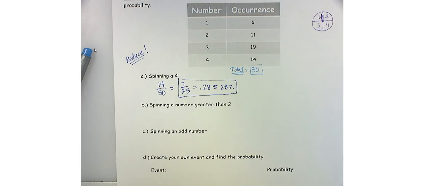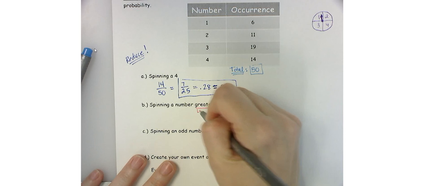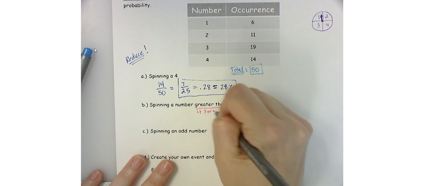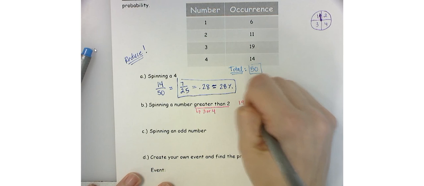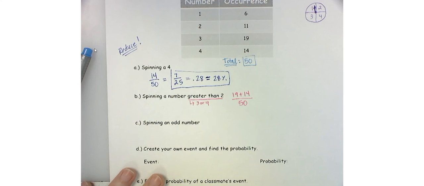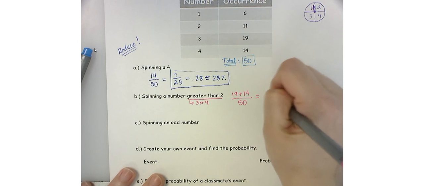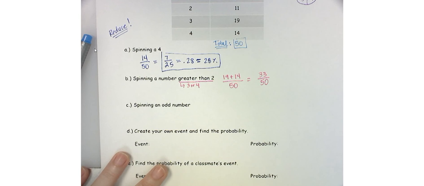All right, spinning an odd number. This spinner means you're spinning a 1 or a 3. So 6 times we spun the 1, 19 times the 3. What's 19 plus 6? 25. Thank you. Okay, so we're going to reduce that. Hopefully we recognize that as 1/2 or 0.5 or 50%.